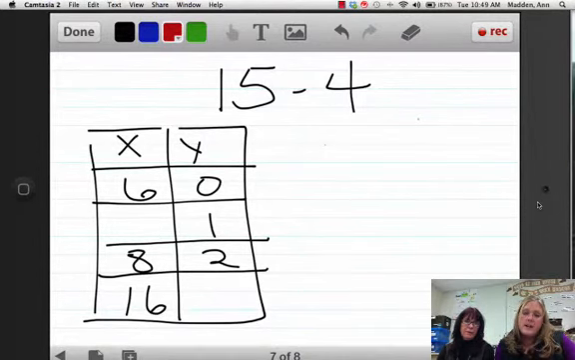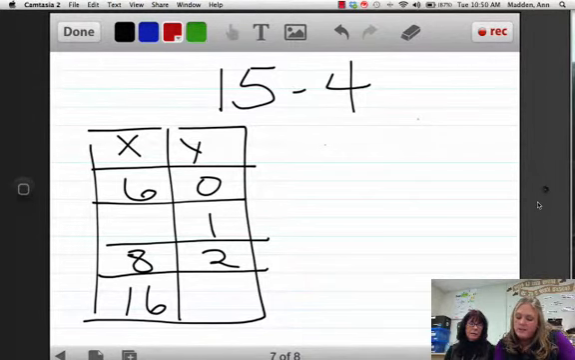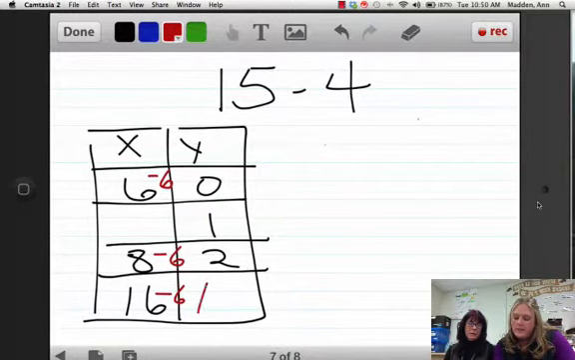All right, so let's take a look to see if you were correct. I am going from 6 to 0, so I'm minusing 6. 8 to 2, I also am minusing 6. So 16 minus 6, 10 should have been in that blank.